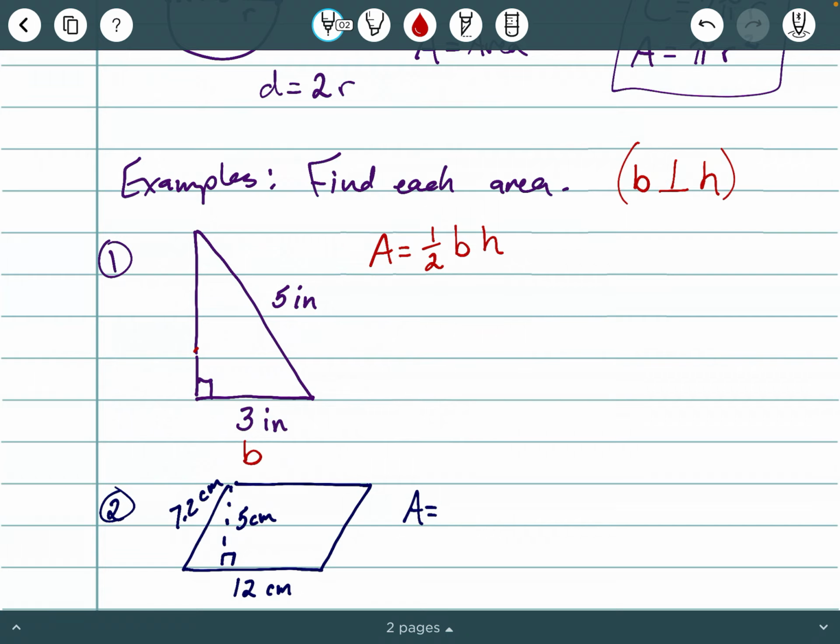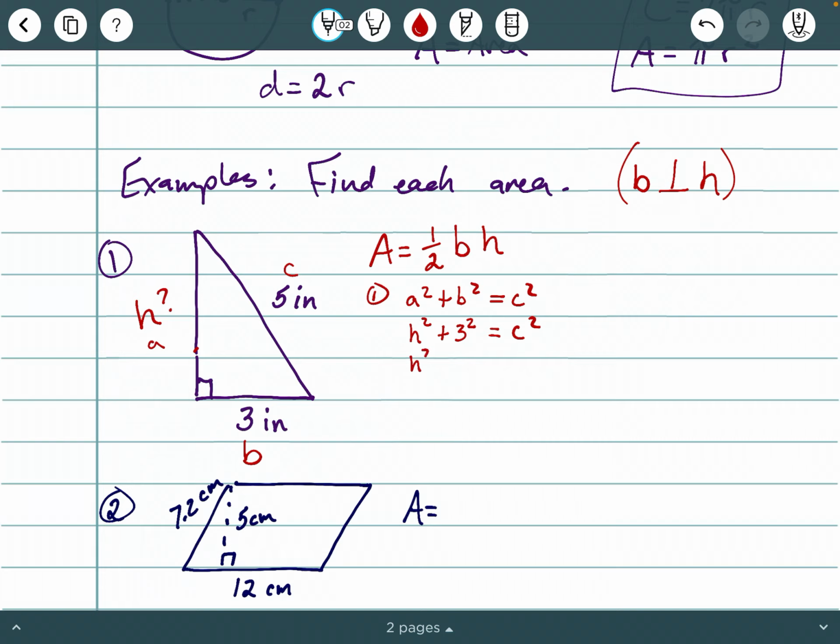That means my base is actually this 3 inches, but my height is this other side of the triangle. So what you have to do first is find this height measurement. Okay, so the first step is to use Pythagorean theorem, like we did in the last unit, to find h. H is actually that a value, that other side. So I'm going to say h squared plus 3 squared equals, this is my hypotenuse, c squared.